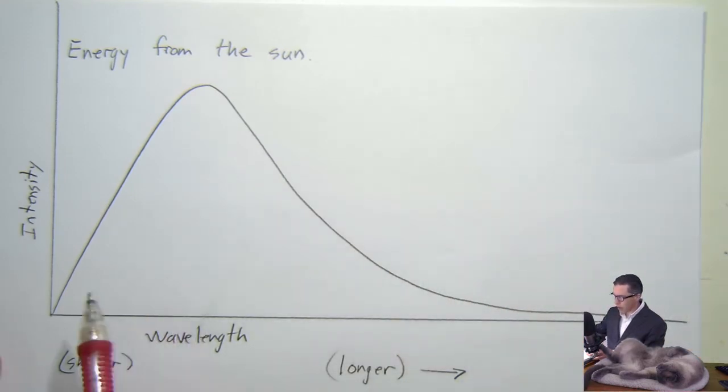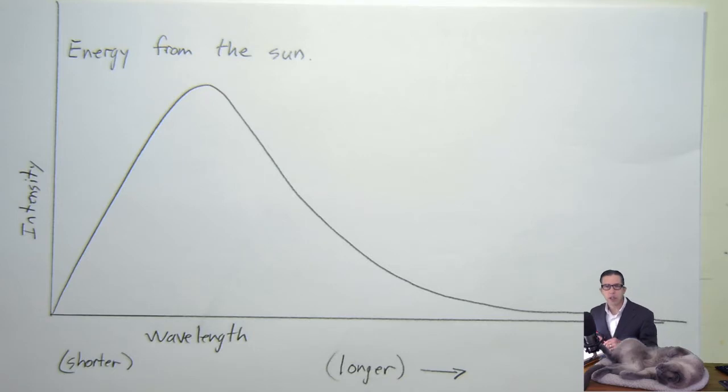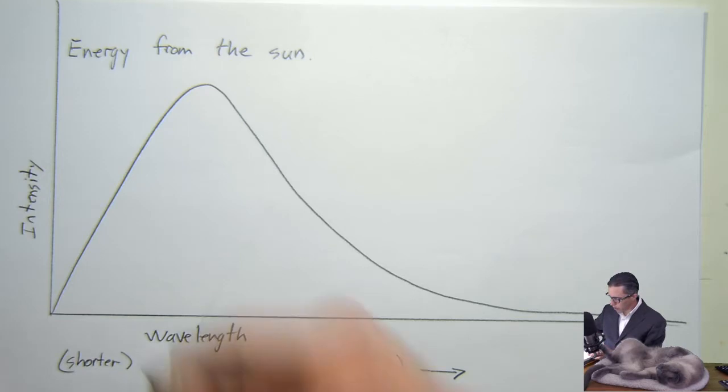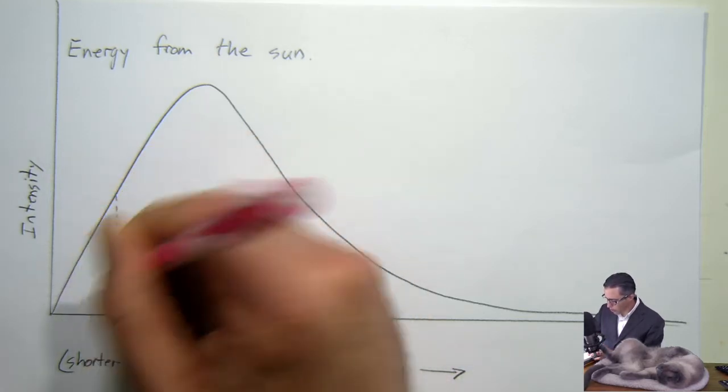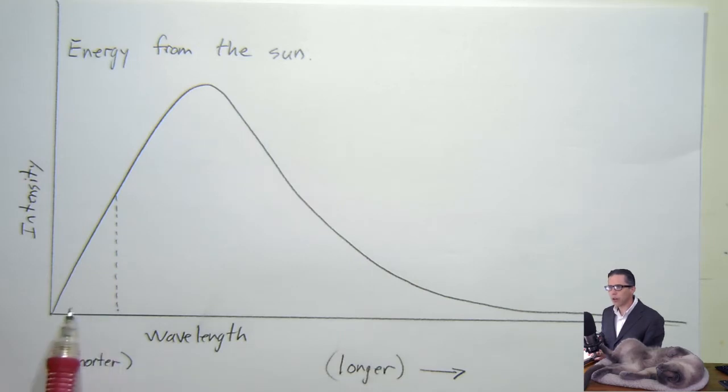It's not symmetrical. There's a peak, and then there's this really long tail that actually goes on forever off the page. If I drew it correctly, it would never come down to 0, but I kind of messed up there a little bit. Let's explain what this means. On this end, these are the waves coming from the sun that are really short. I'm going to draw a little line right here, because it turns out those waves are too short for our eyes to see.